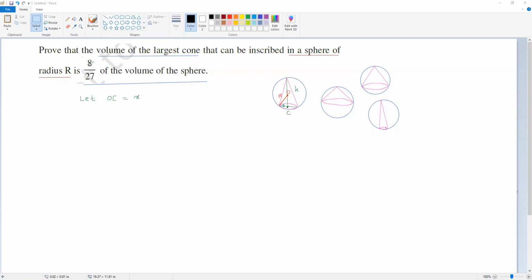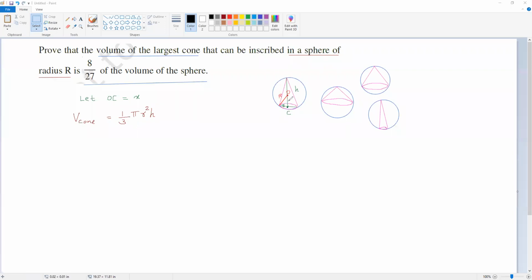Then what we have to find is a formula for the thing which is to be maximized or minimized. So we have to find the volume of the cone. Volume of the cone is equal to 1 by 3 pi r square h, because we took r and h as the radius and height of the cone here. r is the radius of the cone, h is the height of the cone. We call this OC as x.